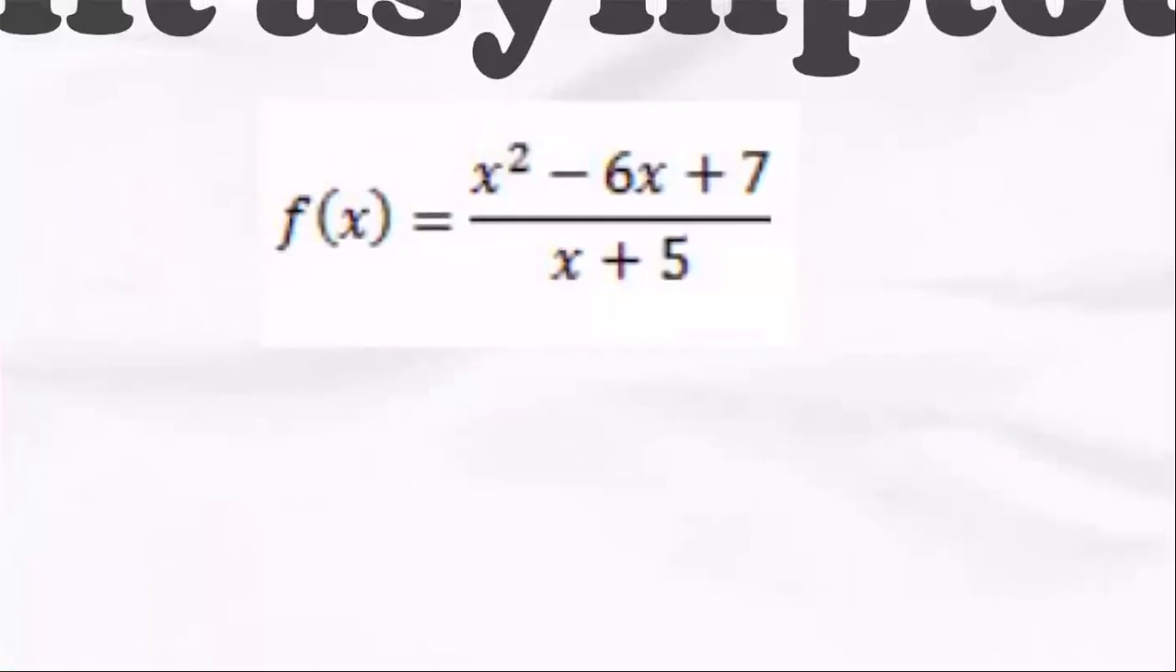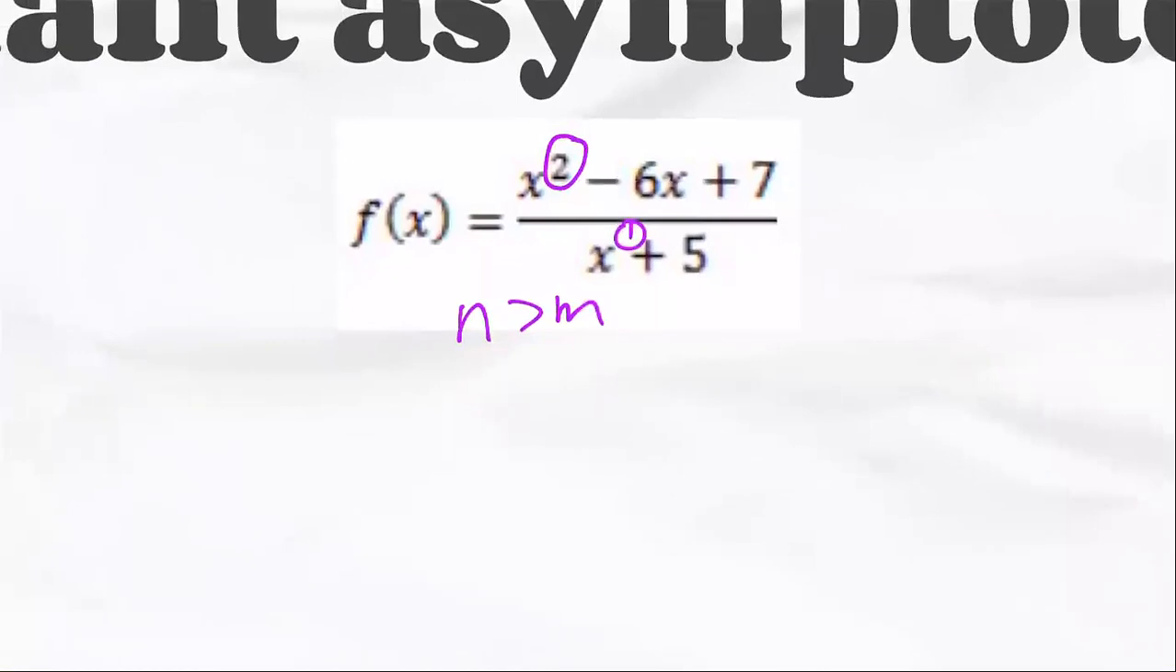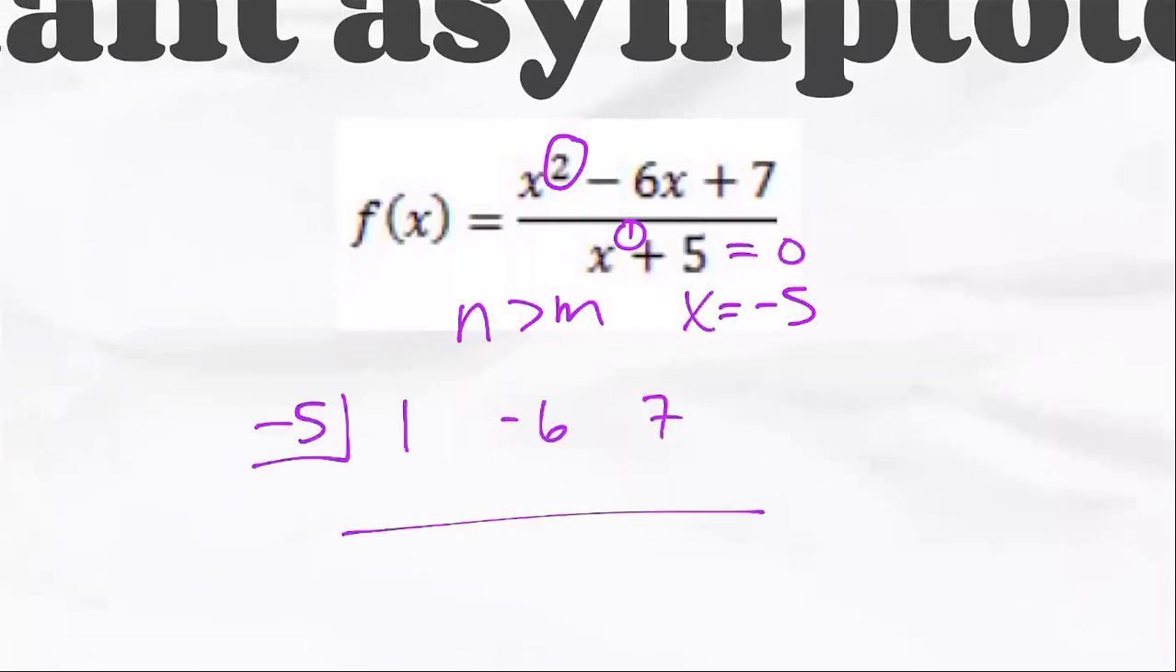All right, so let's go ahead and practice finding the slant asymptote. I know I'm going to have one because my degree on the top is bigger than the degree on the bottom. So I can find this by synthetic division. Again, you set your denominator equal to 0, and I get x equals -5. So that's going to be the number in the magic box. The coefficients go beside it: 1, -6, 7. Draw my adding line.